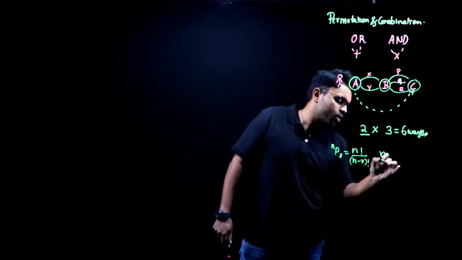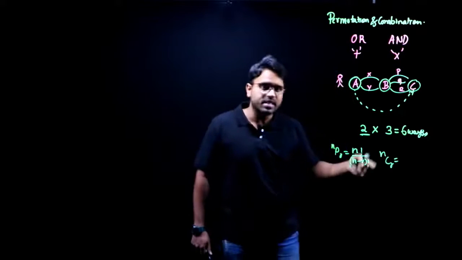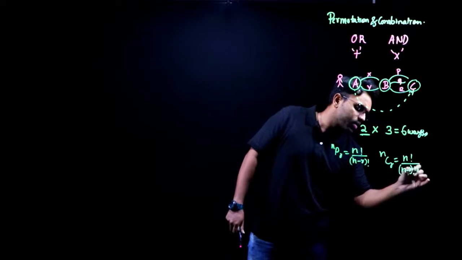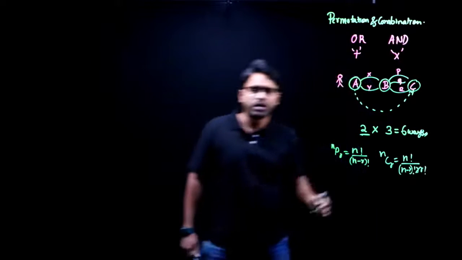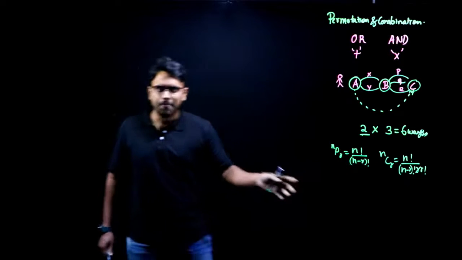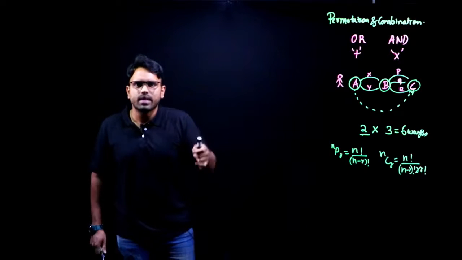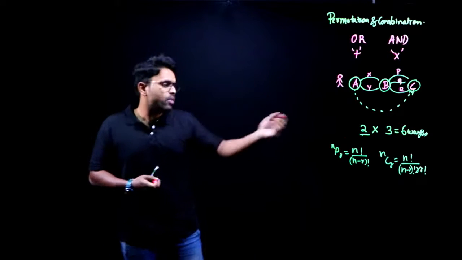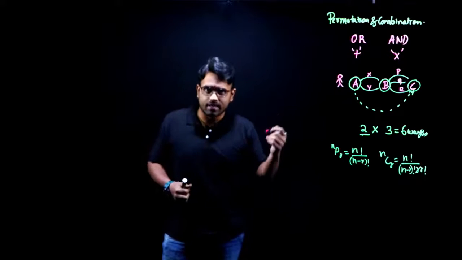Yes, the other formula that we have, nCr, is equal to n factorial divided by (n minus r) factorial into r factorial. This is the second formula that we have. Before we move to the formula, let's understand in detail with an example what we mean when I say permutation and what we mean when I say combination.